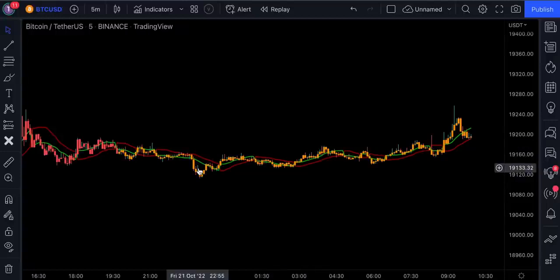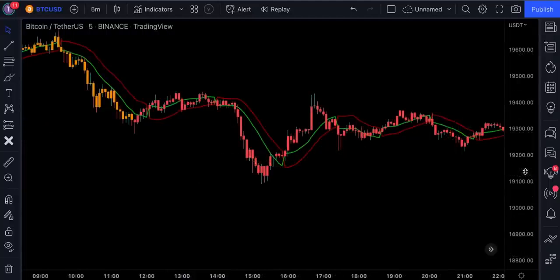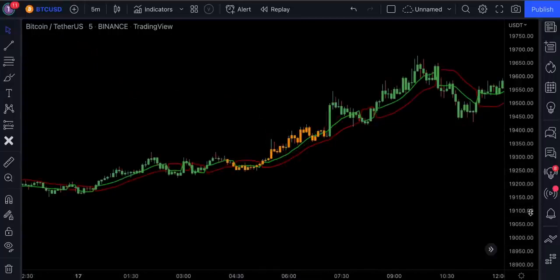So when the price action is ranging, the bars get colored in orange. This indicator also identifies the trend direction. Notice when the selling pressure is high, the bars are red color, and when there is strong buying pressure, the bars become green color.